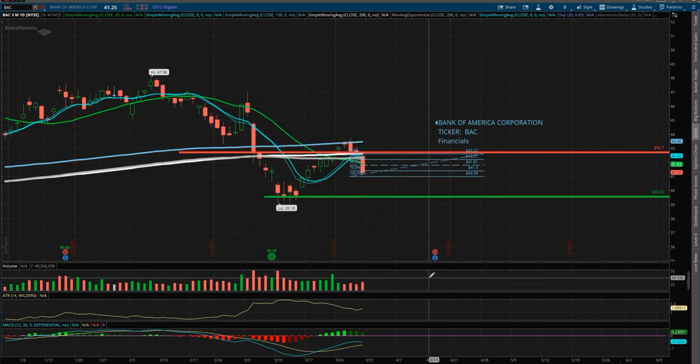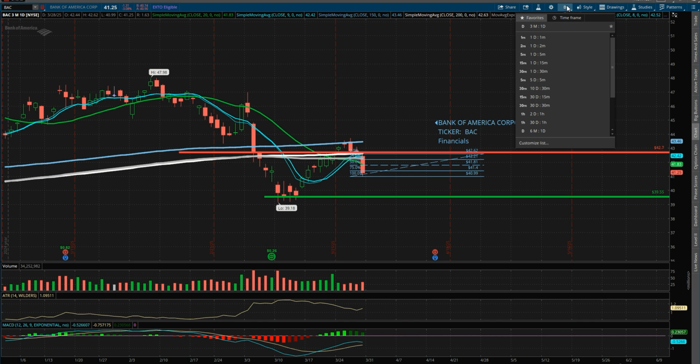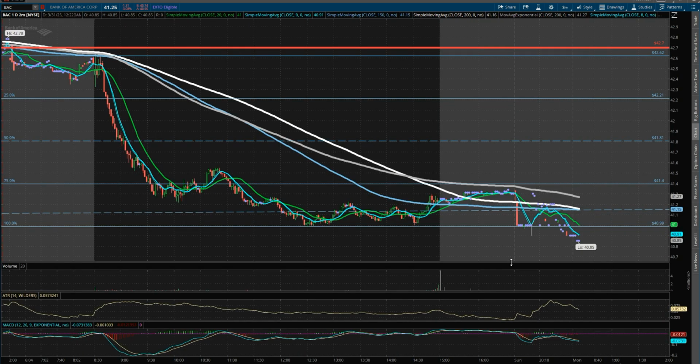Alright, much better. Okay, so now we go to a smaller time frame, because this is a 3-month chart and a daily, and that's a daily bar. We'll go to a smaller time frame, and I like to use a 2-minute. Now we see that daily bar there and its movement to the downside. And in the after hours is what it did in the after hours on that same day.